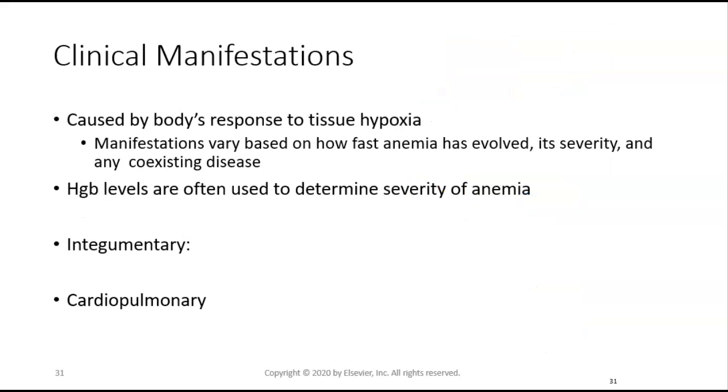So clinical manifestations, basically what we see in the patient, is going to be based on their body's response to tissue hypoxia. If we remember that the red blood cells are meant to carry oxygen, what happens when they don't get oxygen? And there is a difference in how a person presents based on how fast they become anemic. So let's say, for instance, I have a slow bleed in my GI tract versus I just cut an artery.